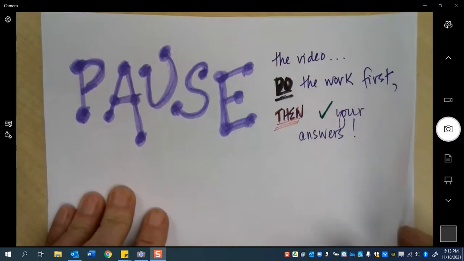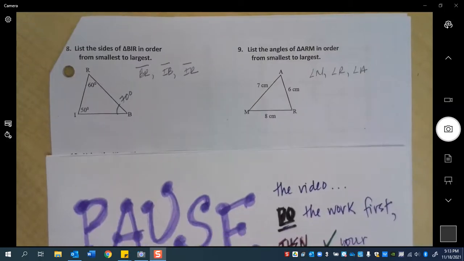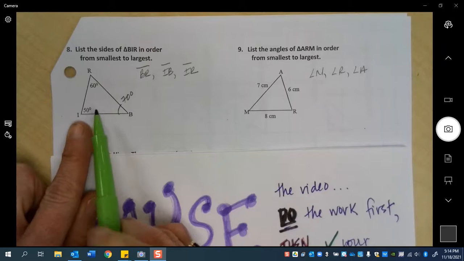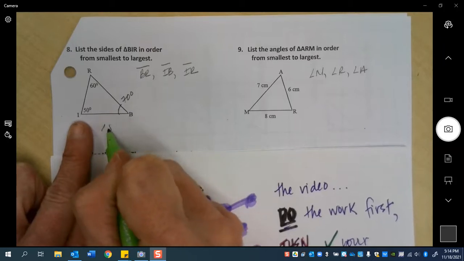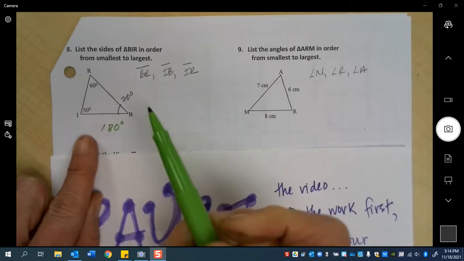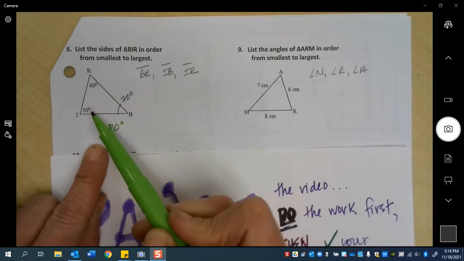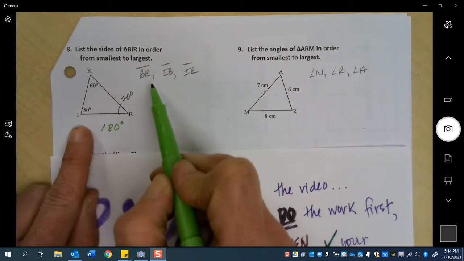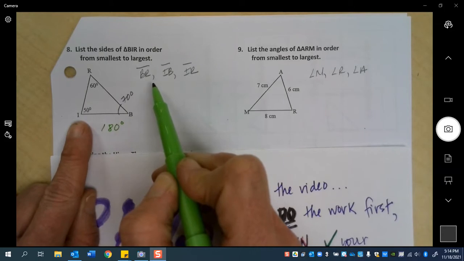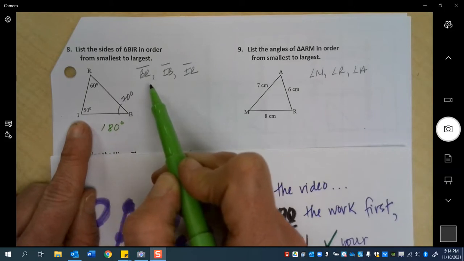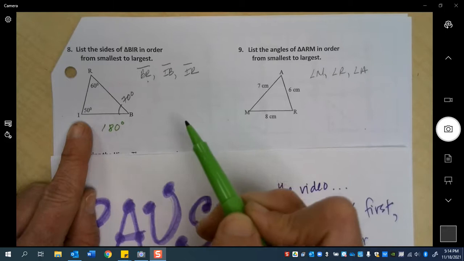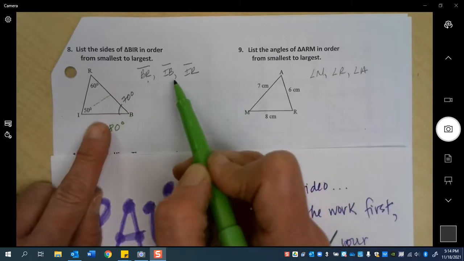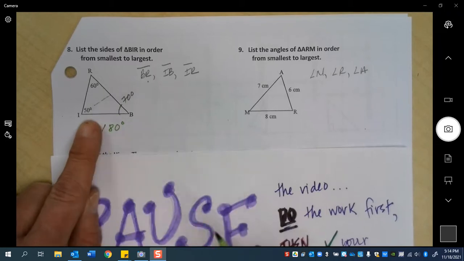All right, let's see how you did. Because I know that this is 60 and 50, I know that the total of the angles in a triangle is 180. So 60 plus 50 is 110. 180 minus 110 gives me 70. So my sides in order from smallest to largest, even though it doesn't look like the picture, BR is my smallest because it's opposite the smallest angle. Then side IB, then side IR.